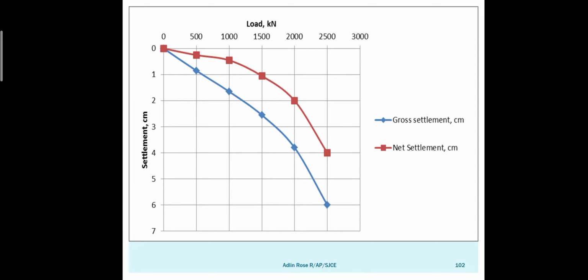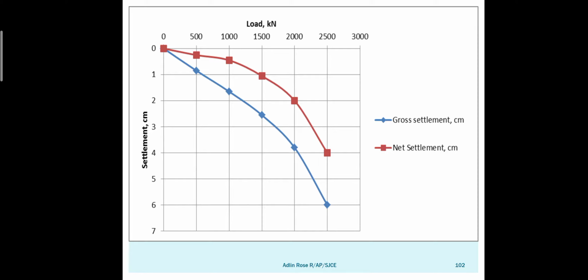And always the soil settles downwards. So it is a negative axis. That's why you are using the negative y-axis. Okay. So load settlement, and we get this curve, blue curve, gross settlement.